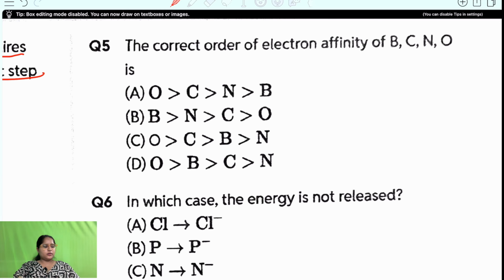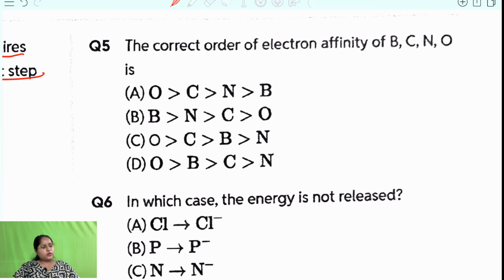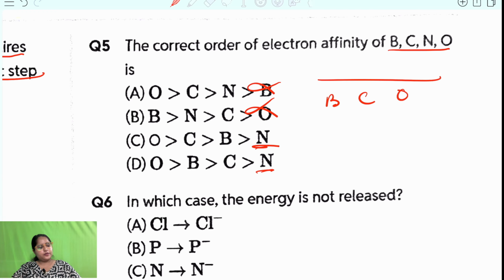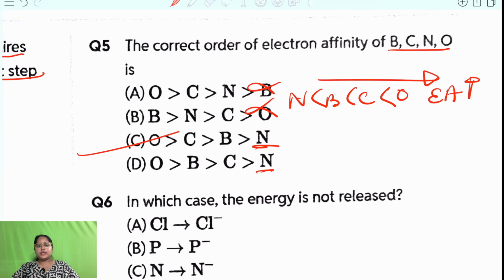Now let us see question number 5. The correct order of electron affinity of boron, carbon, nitrogen, oxygen is. I have told you that wherever you see the beryllium family, nitrogen family, helium neon family, it will have the worst type of electron affinity, because of half filled and full filled. So nitrogen will be the last, remaining you arrange. Left to right electron affinity will increase. So oxygen will be more, then carbon, then boron, and then last nitrogen. So fifth, C is the right answer.